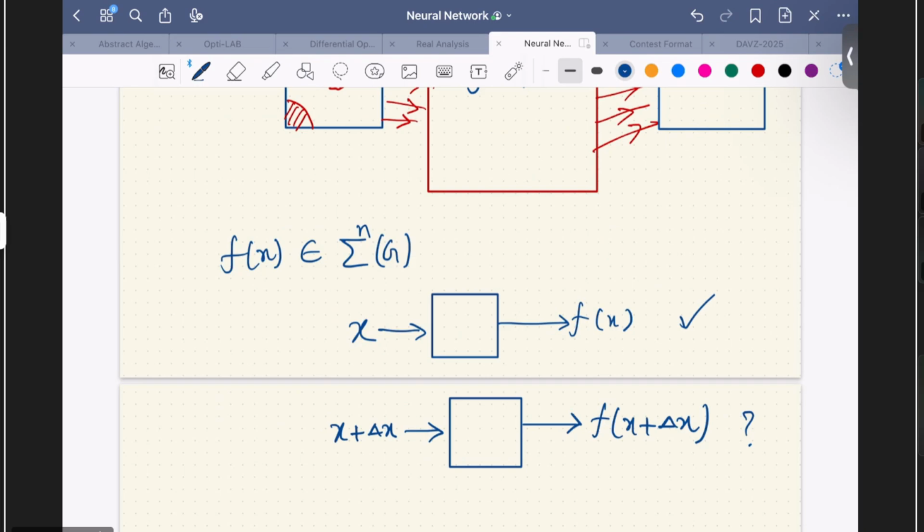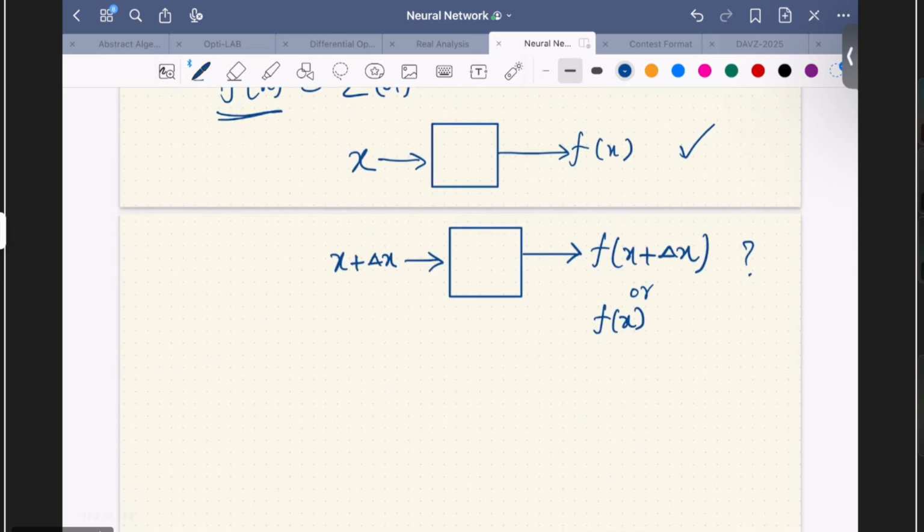Now, if I change my original information to something else, that is delta x, do we see f of x plus delta x, or still f of x? Sir, f of x plus delta x, sir. Yeah, because of the nature of f of x, it is continuity, right? Yes, sir. That's right. What does the continuity definition say?